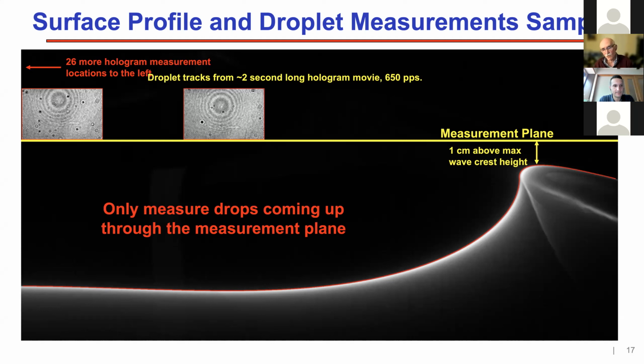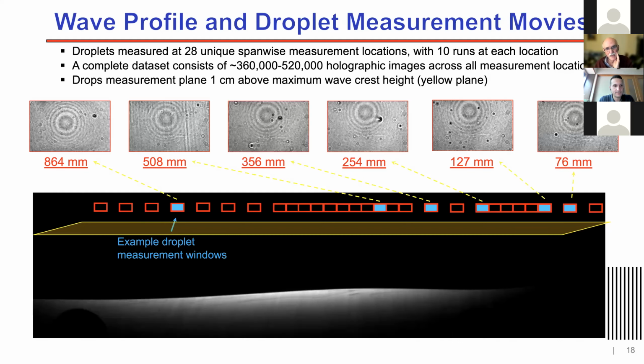We used 28 locations with 2 cameras. So 14 different positions for the carriage that moves all the optics up and down the tank. And we did 10 repeats at each place. So 140 breaking events for every wave. And this little movie kind of demonstrates that.